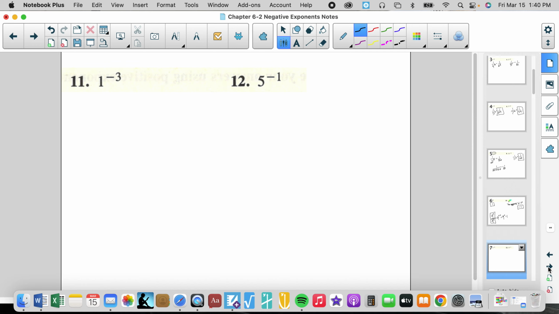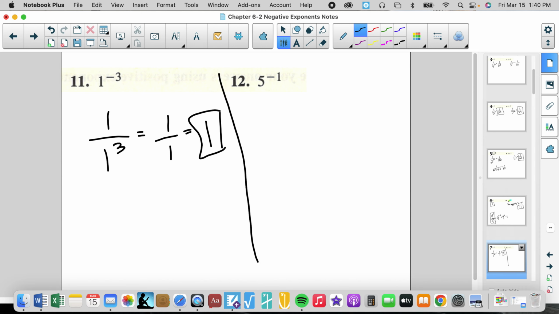So this is 1 to the negative 3. We can't simplify this because we have to get rid of the negative exponent. So that 1 goes in the denominator. 1 to the 3rd is 1 times 1 times 1, which is 1. And 1 over 1 is equal to 1. Very important. That's a good question. A lot of students get that wrong. They say 1/3, negative 3, whole bunch of wrong answers. The only answer is 1.